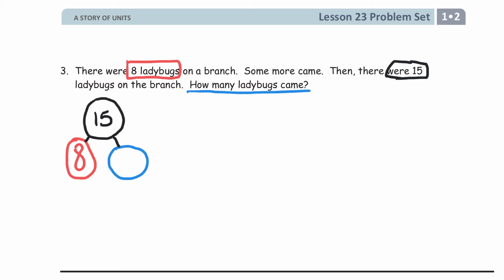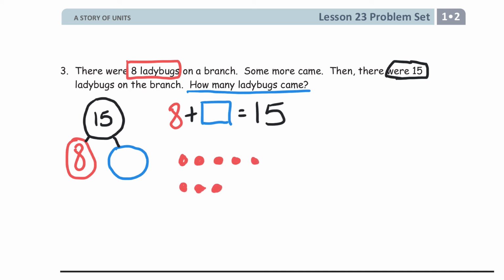So let's write that out. So we have 8 ladybugs plus our mystery number. And that's going to equal 15 total. So when we're all done, we're going to have 15 ladybugs altogether. I'm going to start us out on our drawing right here. So we have 8. So 1, 2, 3, 4, 5, 6, 7, 8. Now the next step is we have our group of 8 right here. We need to know what group goes right here. We're going to be counting on. So I want you to use that counting on strategy to get up to 15.